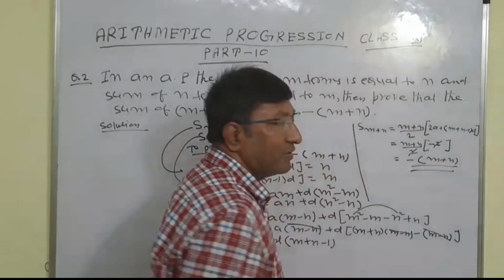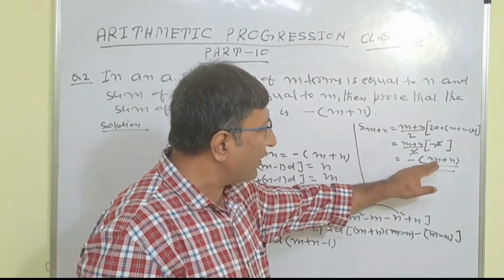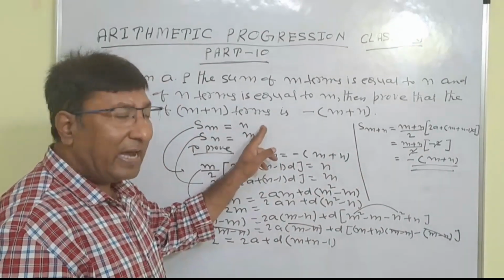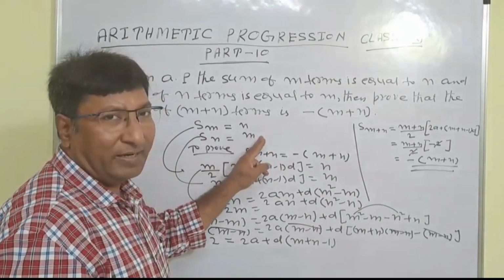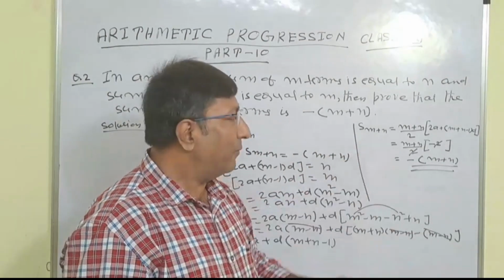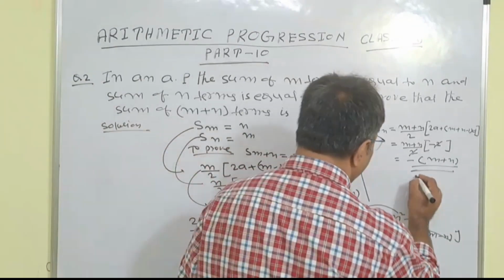So we have proved the sum of m plus n term is minus of m plus n. When the sum of m term is n and the sum of n term is m, then you can use directly that the sum of m plus n terms is minus of m plus n. So this is proved.